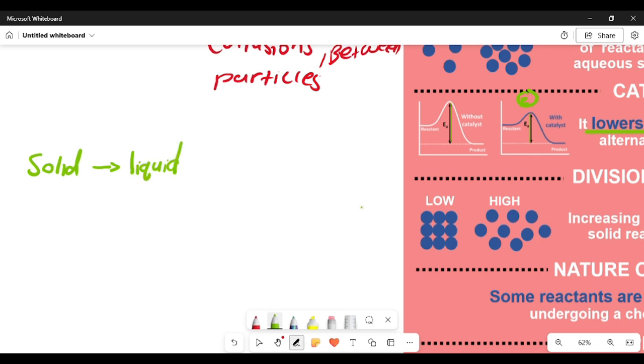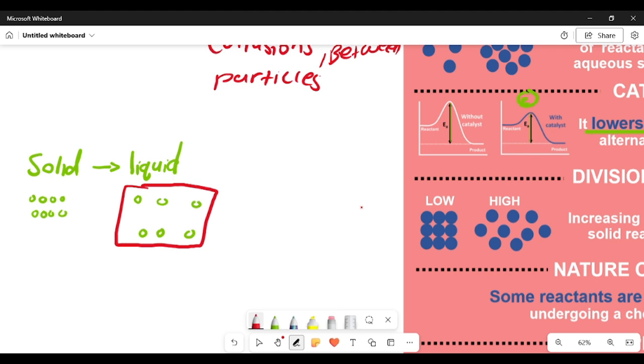Now, in a solid phase, particles are compact, right? They are closer to one another. Now, in a liquid phase, they're a little bit further from one another, right? They are not as close compared to solid. Now, what happens here is that when you move from your solid phase to a liquid phase, you're increasing the surface area. Now your particles have more space to move around, right? And as a result, this would lead to more collisions, right?